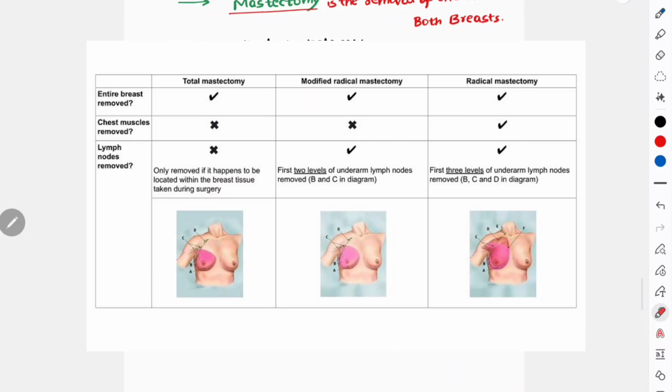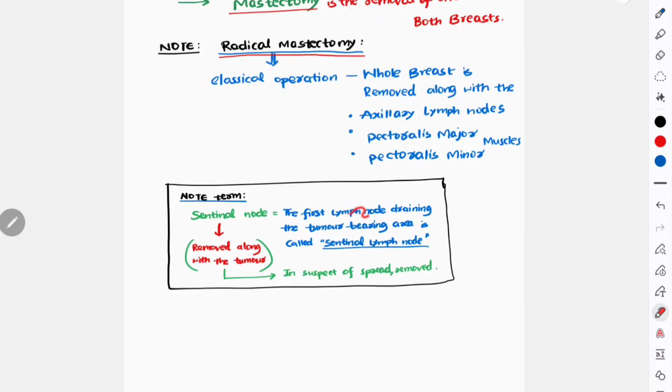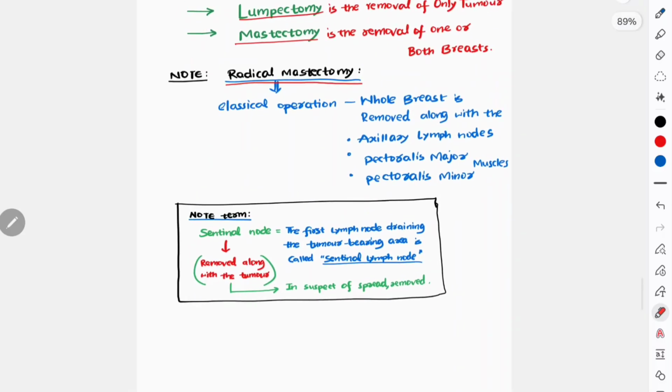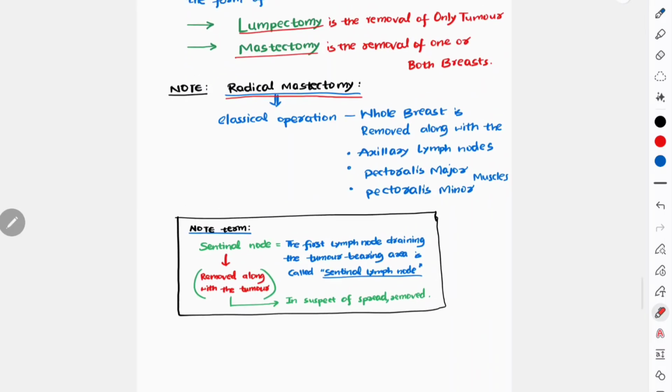So note down sentinel lymph node, as I said now. The first lymph node draining the tumor bearing area is called the sentinel lymph node. These terms are very important, so you have to keep them in your mind. Remove it along with the tumor in case of suspected spread, because a recurrence of tumor mass may be seen in future if you are not removing those lymph nodes. So make sure to remove those sentinel lymph nodes if possible.